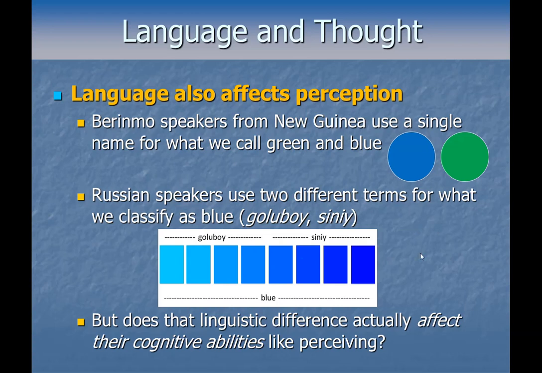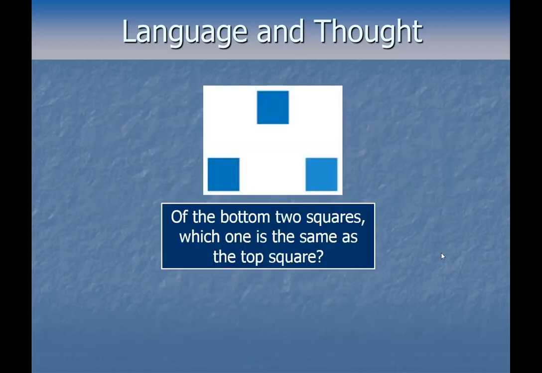The question then is, so we know that there are differences in terms of the language labels that are used for color, but does that language difference actually affect people's cognitive abilities at this basic level, like our ability to perceive things, like our perception of those colors? Does language affect what we perceive? So let's start with how we might test this in a simple laboratory experiment.